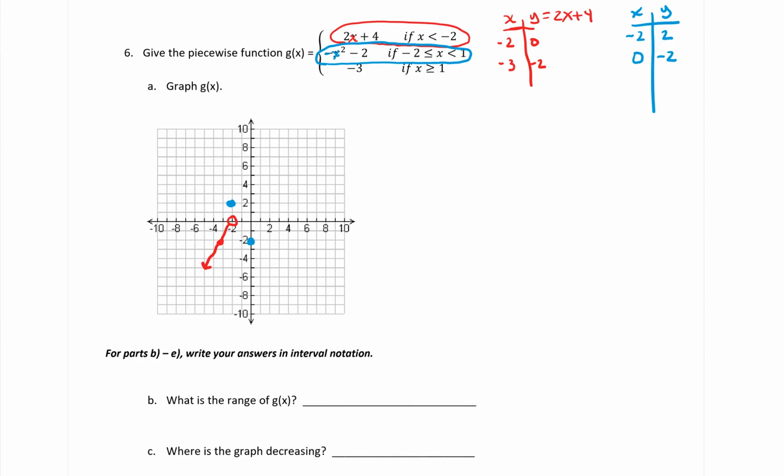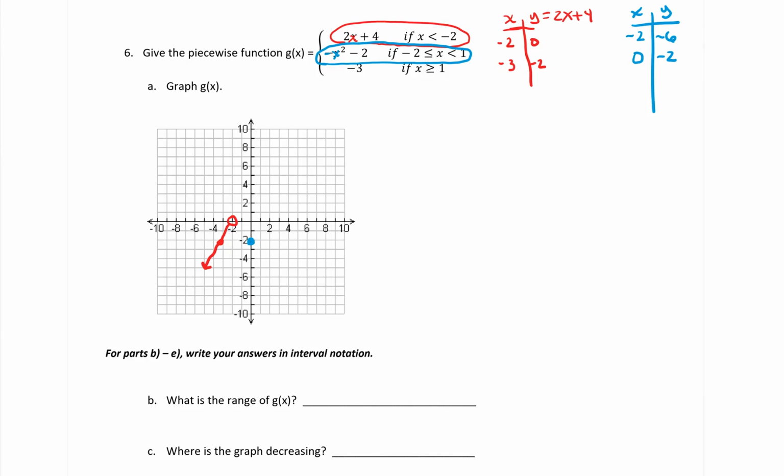Did I do something wrong? I did. When I plug in negative 2, I square it, it's 4. 4 times negative 1 is negative 4, minus 2 is negative 6. This first point should be negative 6. Okay, that makes sense. So at x equals negative 2, we have y equals negative 6.